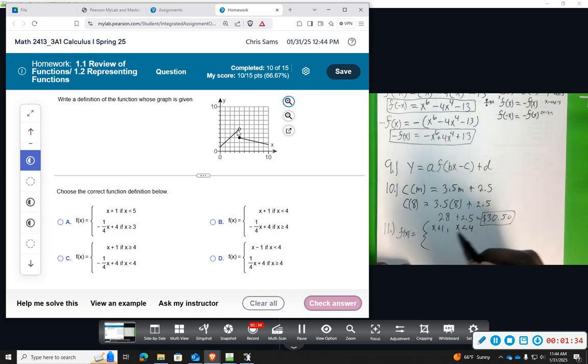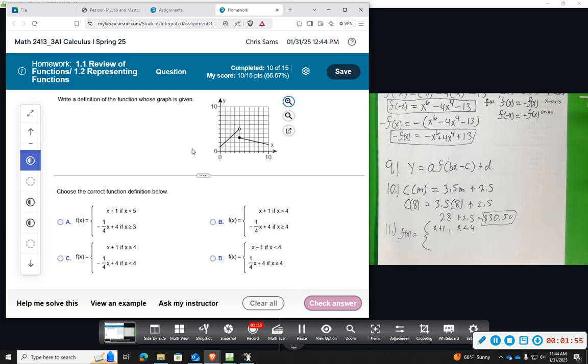Now it could just be between 0 and 4 because we don't see any part of the graph to the left of 0, but we'll just say less than 4. We know it's less than because the open circle on the graph means it's not equal to. It strictly only goes to the left. So when x is less than 4, those are the values we get.